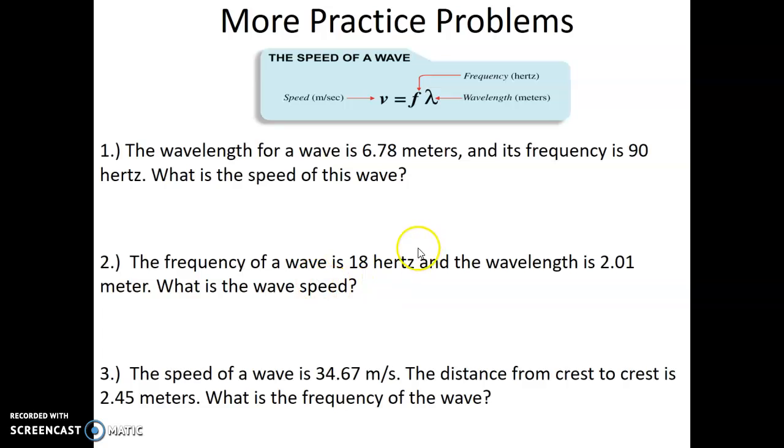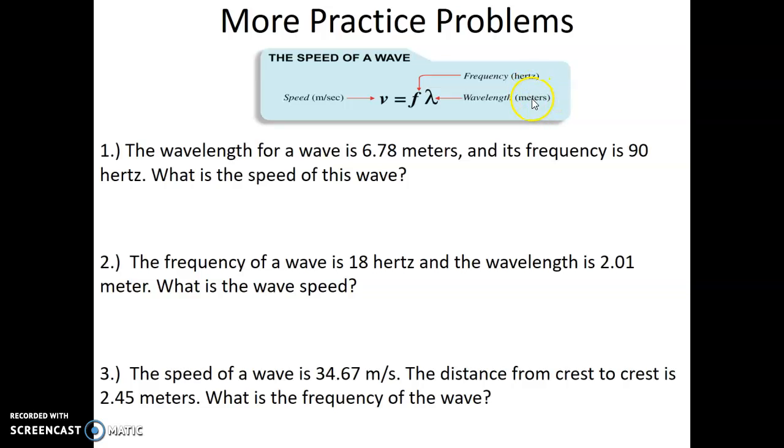Please make sure that you write those formulas down somewhere so that you have them for reference. Remember, speed of the wave is equal to frequency times the wavelength. If I solve for the frequency, it would be velocity divided by the wavelength, and if I were to solve for the wavelength, it would be velocity divided by the frequency. Remember, frequency is measured in hertz, wavelength is in meters.